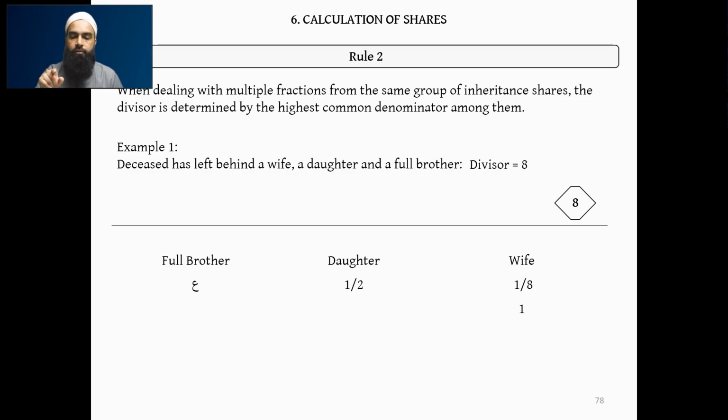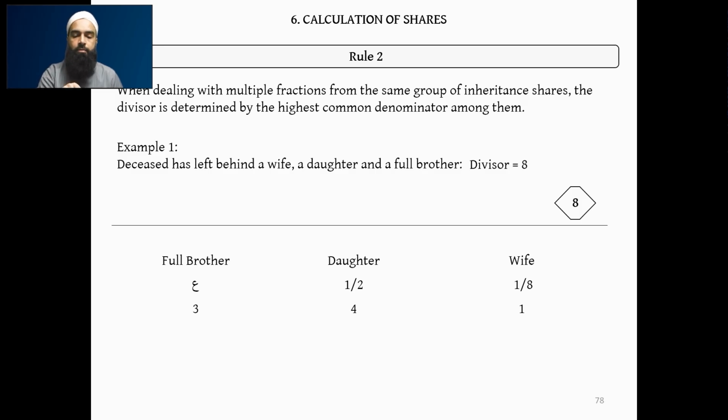Then a half of 8, because 8 is the amount that we will distribute the property of the deceased into. That's what is meant by the divisor. So the daughter receives half of 8, which is 4, and we work out how much is given out already from 8. So we see 5 is given out. What's left over is 3. So the brother gets the remaining 3.